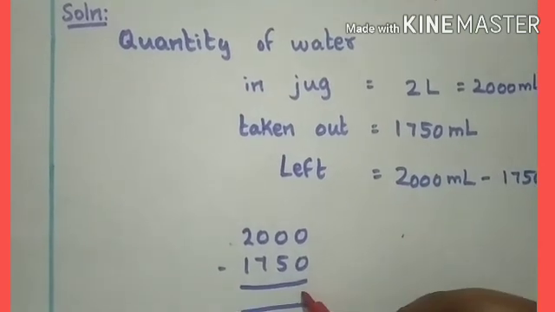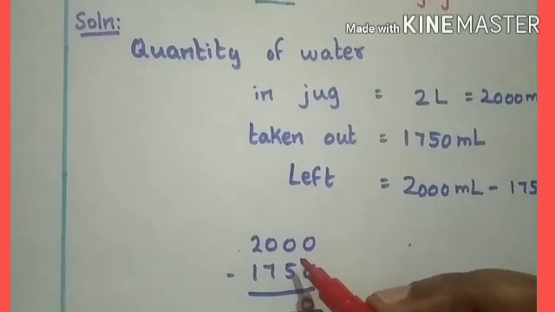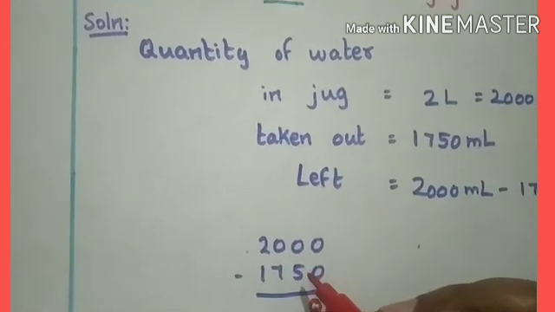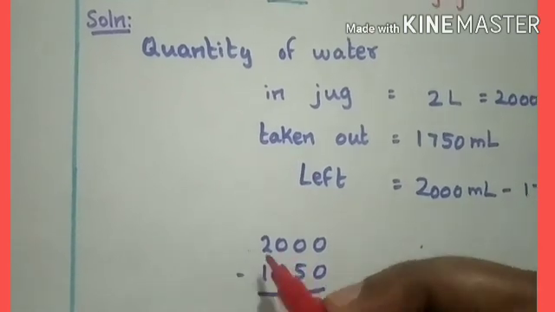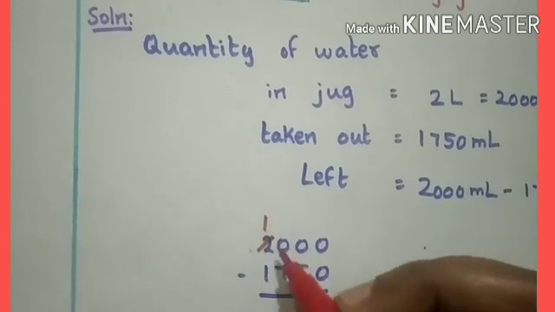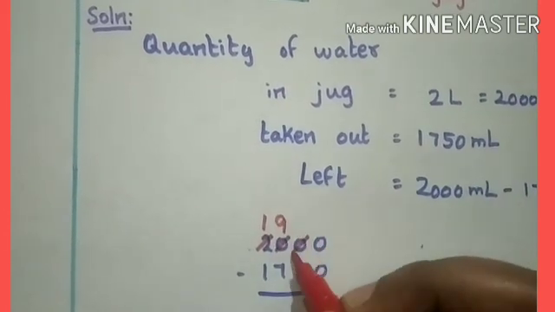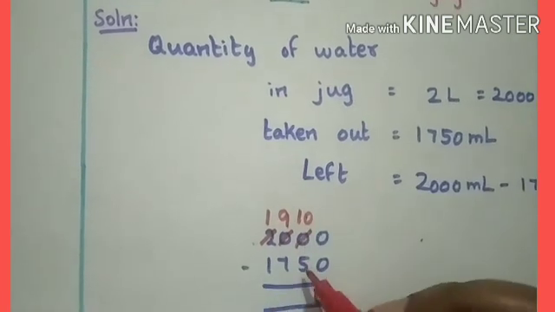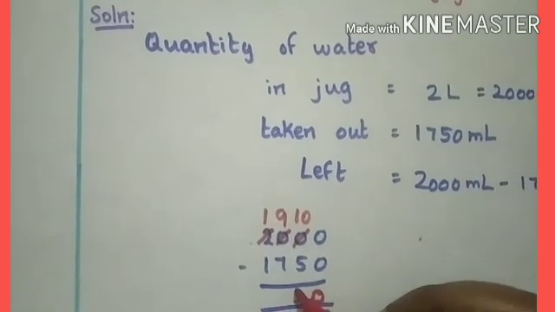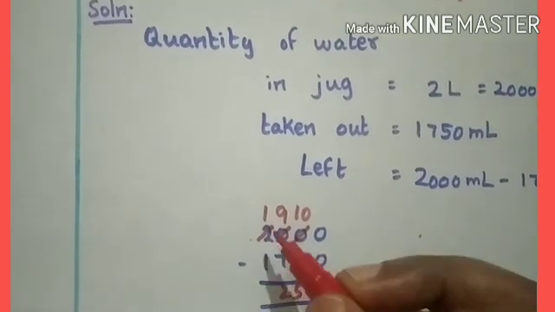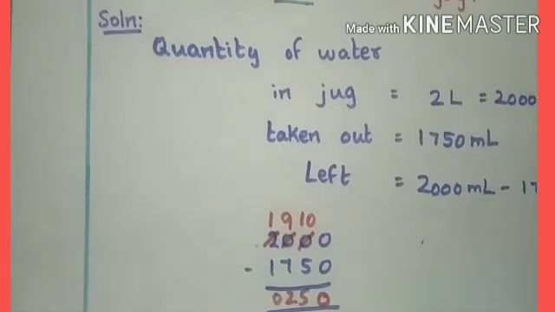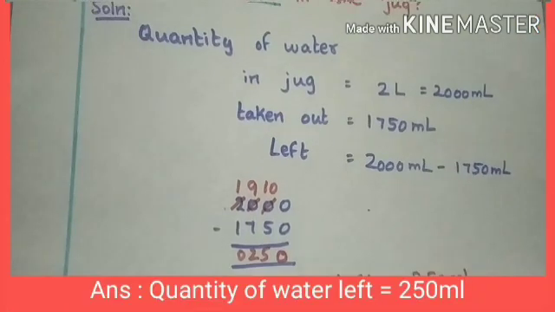Subtract 0 from 0, we get 0. Subtract 5 from 0. We can't subtract a bigger number from the smaller number. Let's borrow from nearby place. 2 becomes 1, 0 becomes 9, 0 becomes 10. Subtract 5 from 10, we get 5. Then subtract 7 from 9, we get 2. Then subtract 1 from 1, we get 0. We get the answer as quantity of water left is equal to 250 milliliter.